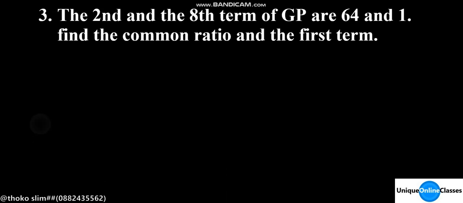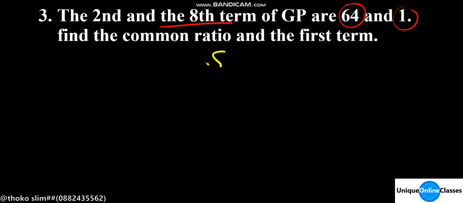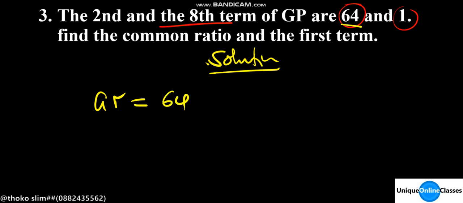Now, the second and the eighth term of a GP are 64 and 1 respectively. We should find the common ratio as well as the first term. So let's do the solution. Second term, shortest formula, AR is equal to 64, and the eighth term, shortest formula, AR raised to the power 7 is equal to 1.